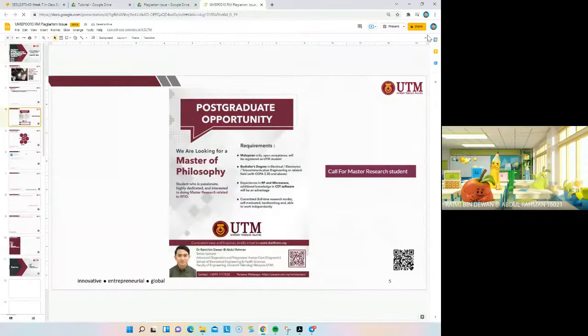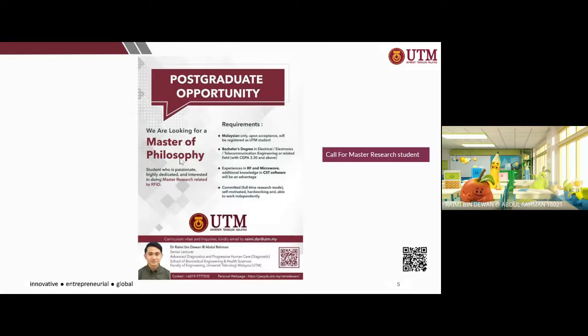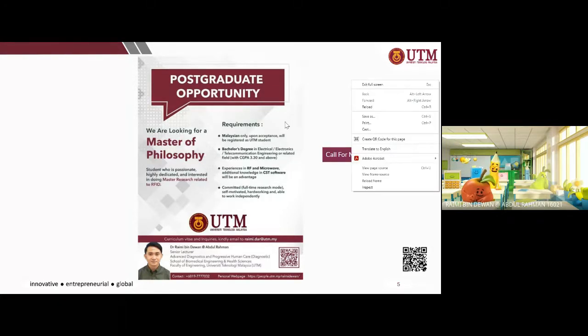Okay. So if you have friends, I'm looking for a Malaysian master's by research student interested in RFID. This is not really a black and white requirement, I will still look at the CV. So if your friend is interested to do a master's by research in RFID, he can contact me. Of course, you guys already have my contact number.